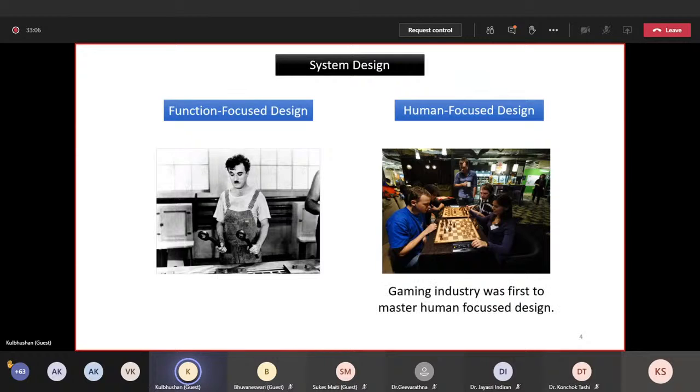You can see that people like to play the games ultimately for the fun, and it is the gaming industry who has actually mastered what are the actual needs of the people and how we can engage toward an activity. So this is the Octalysis framework that we are talking about.